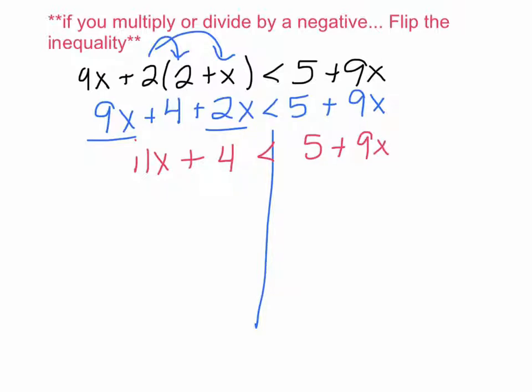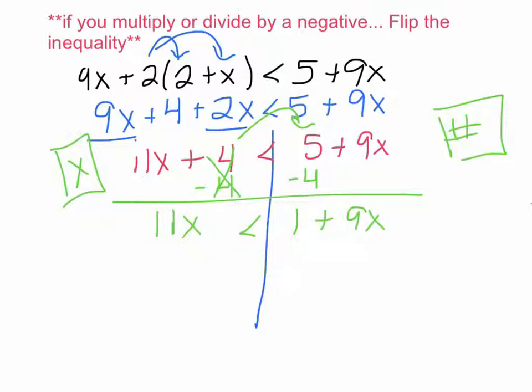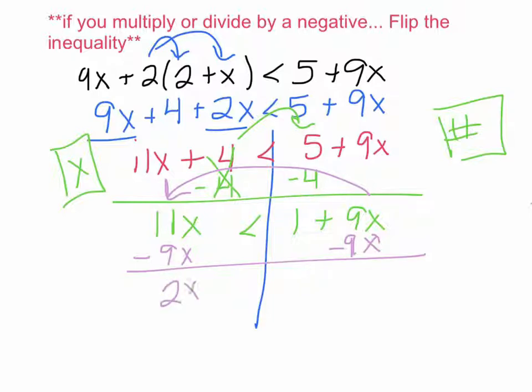And then let's start moving things around. I'm going to keep my x's on this side. That is my goal, and my numbers will be on this side. So the first thing I'm going to do is move this 4 over here because it doesn't have an x, so we'll do it by subtracting its like term. So I have 11x is less than 1 plus 9x. So the next step here is I've got to get that 9x over here, and I'm going to use its inverse and subtract 9x. So I have 2x on the left, less than 1 on the right.